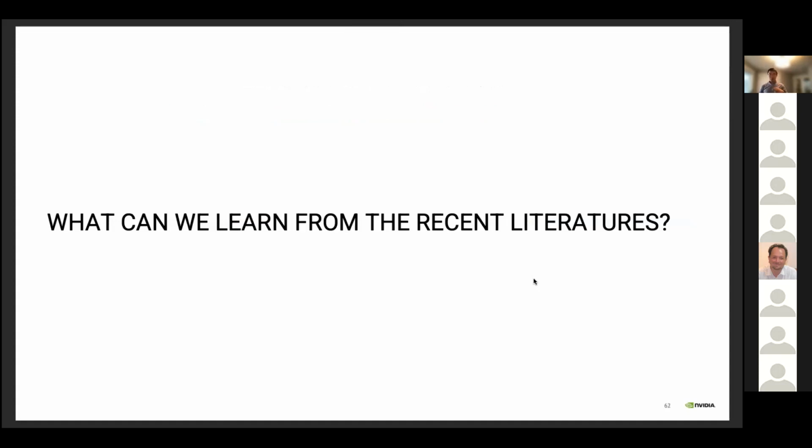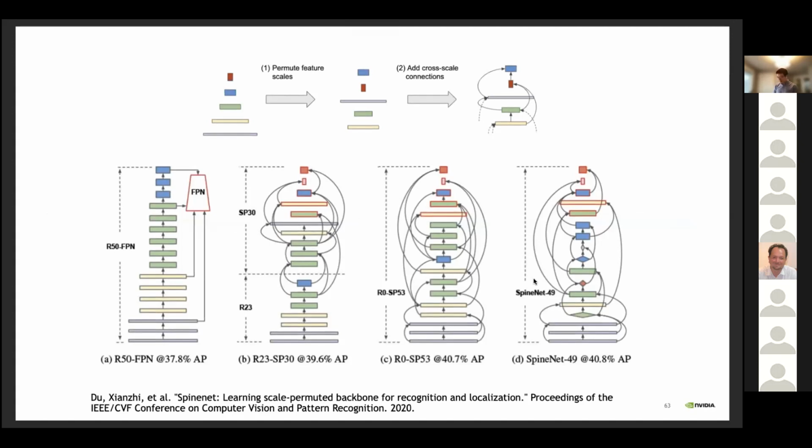And what can we learn from recent literature? This is work from Google, published two years ago. They call it SpineNet. SpineNet is really trying to find arbitrary connections between blocks for the object detection task. It gave us the idea that symmetric design meets intuition, is simple and nice, but maybe we can do arbitrary connections, which gives us more benefit.